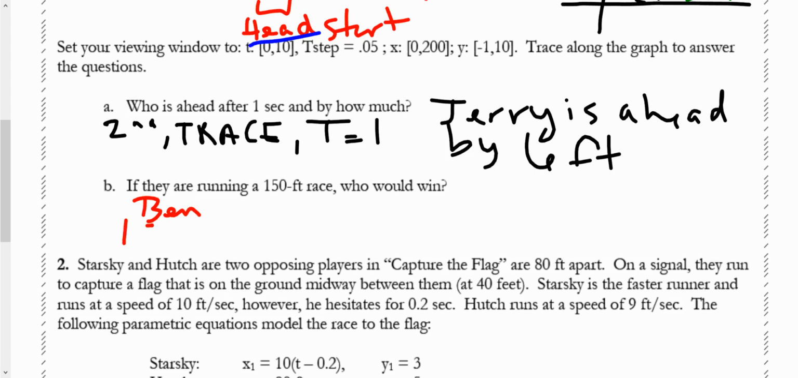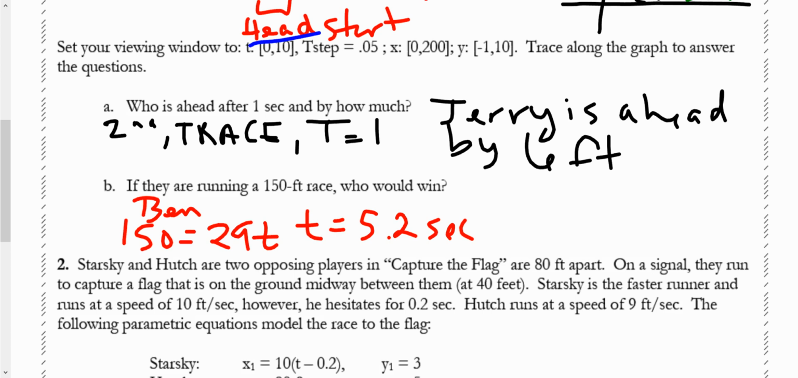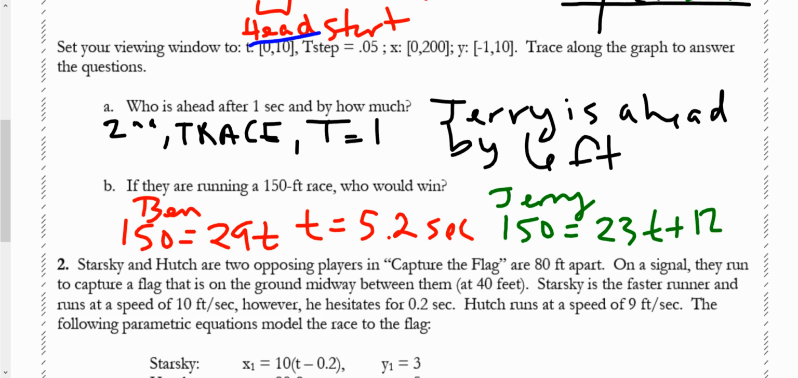I'm going to write 150 is equal to 29t. I'm just going to divide those two, and I end up getting t is equal to 5.2 seconds. And then let's go ahead and take a look at Jerry. So we've got Jerry, and we're going to write 150 is equal to his equation, which is 23t plus 12. Subtract the 12, divide by 23, we get t equals 6, and that would be seconds.